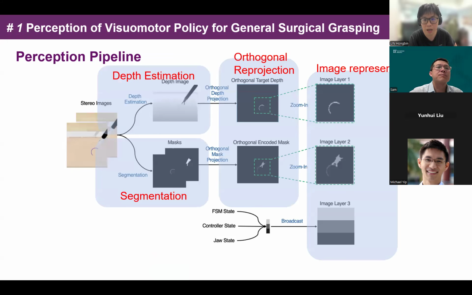So we propose a pipeline. We first estimate the depth and segment mask from the RGB image, and after that we project the depth and mask with orthogonal reprojection. Finally, we use the novel image representation for the visuomotor policy.